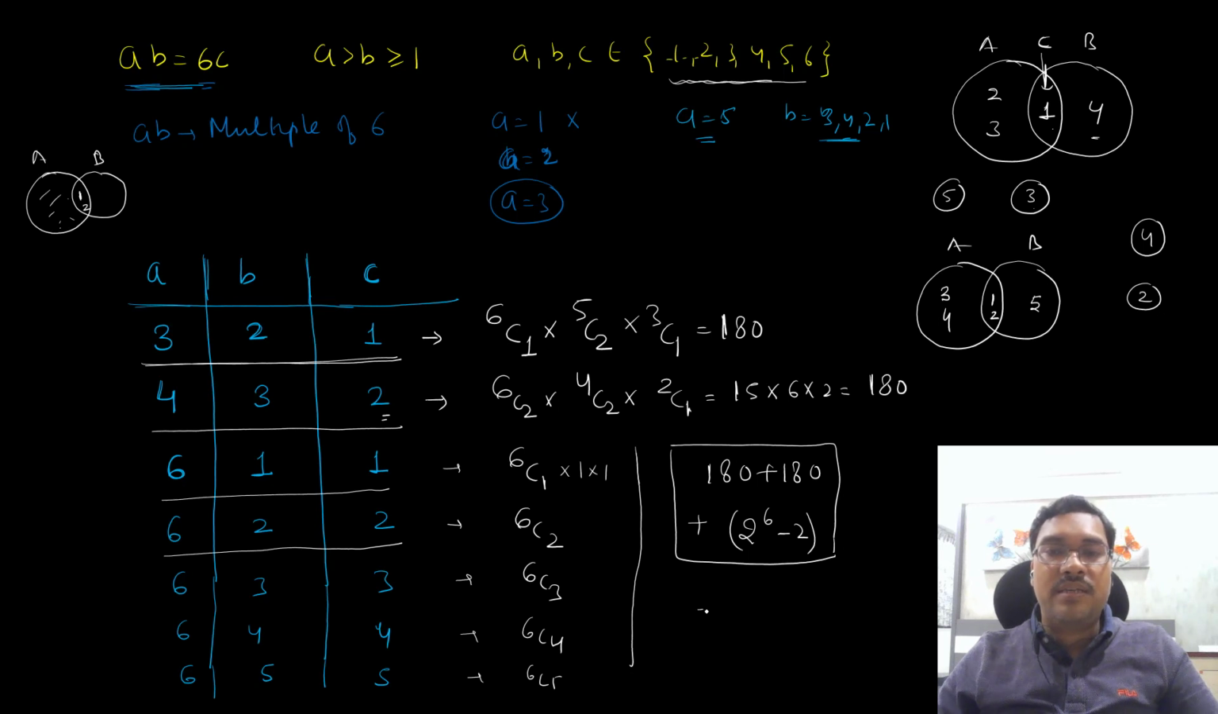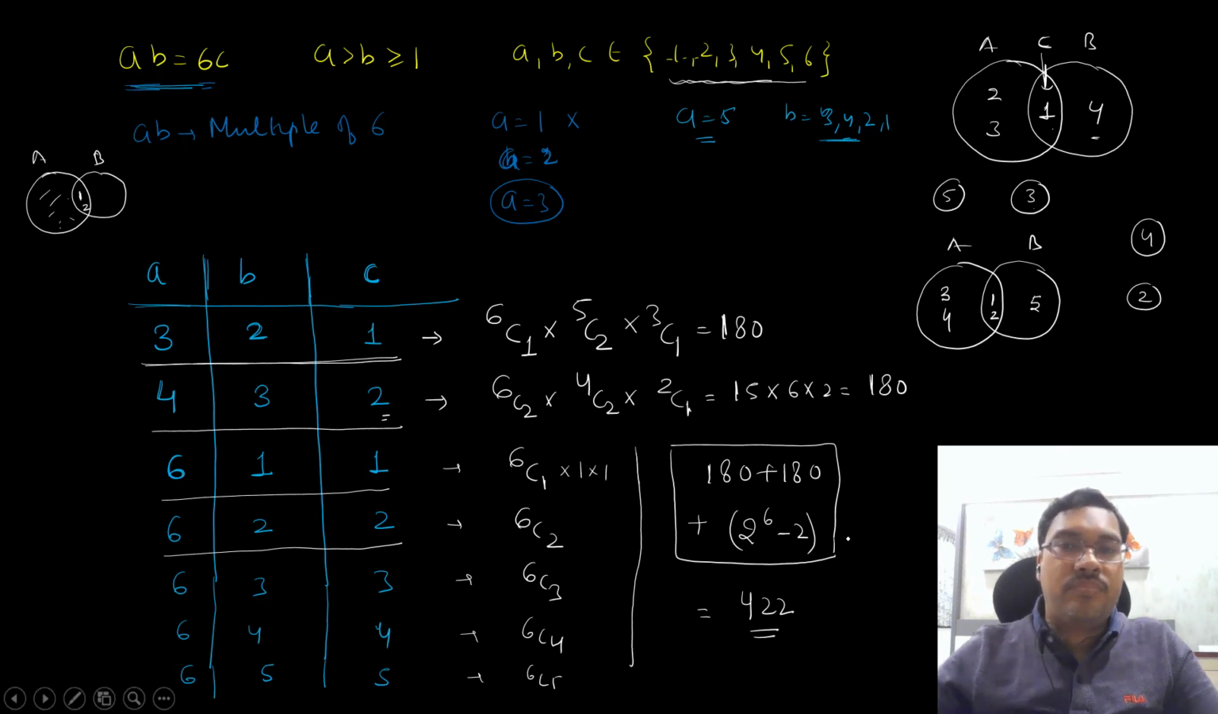And if I check this, you will find this is 360, and this is 2 raised to 6, that is 64, minus 2, which is 62. You will find this is 422. So that will be the total number of ordered pairs of A and B which satisfy the given condition. I hope you have understood this question. Thank you.